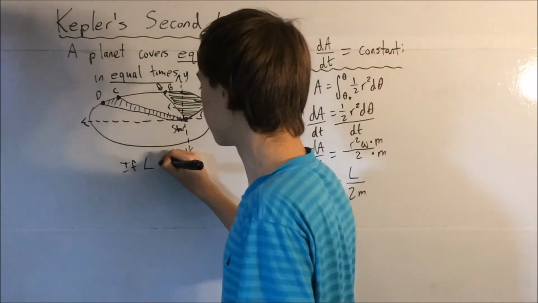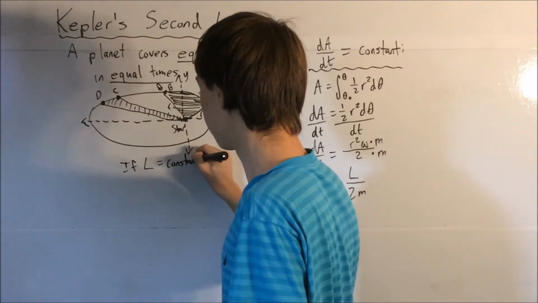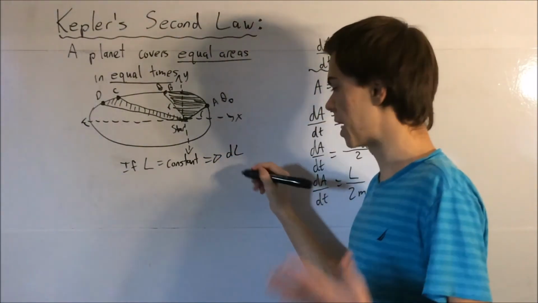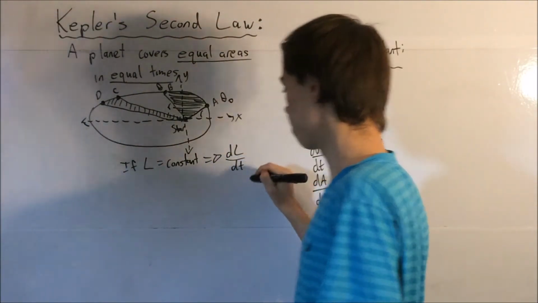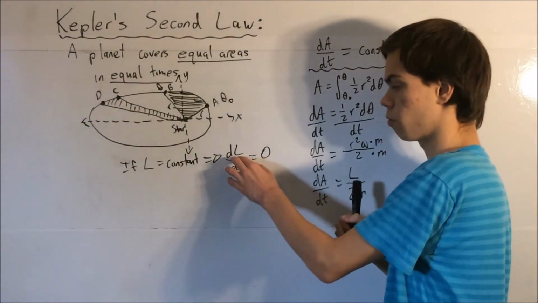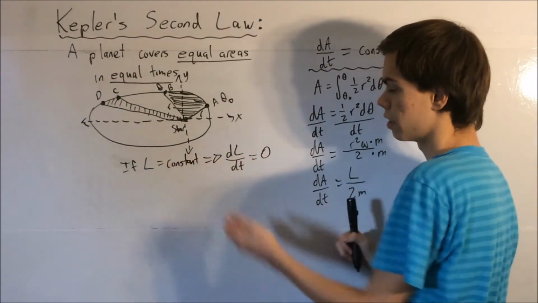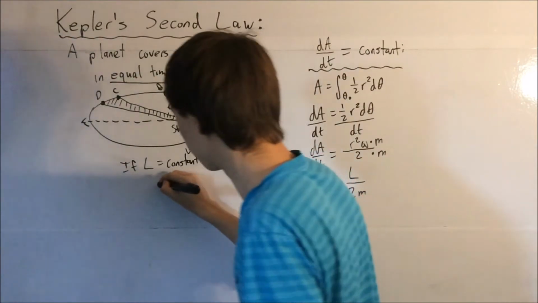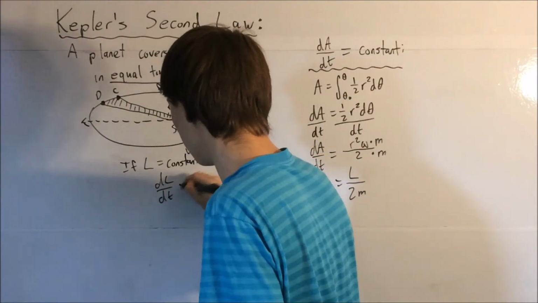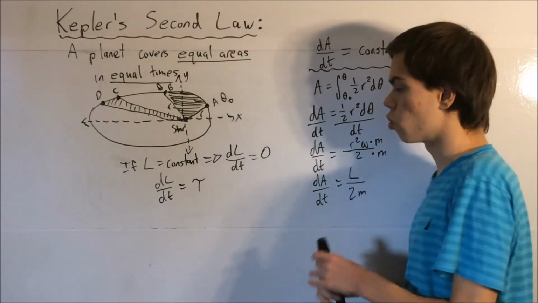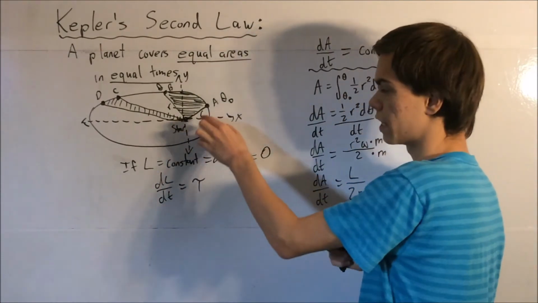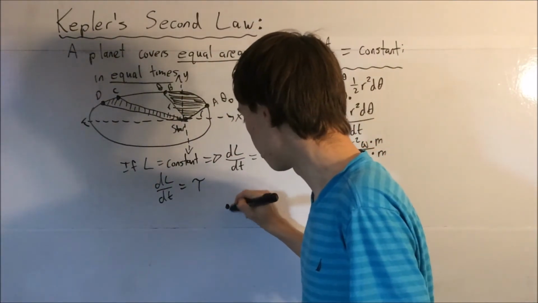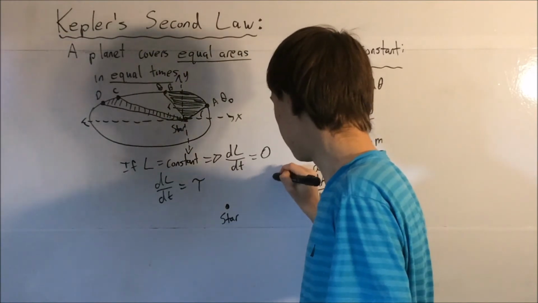So if the angular momentum is a constant value, then the rate at which the angular momentum changes with respect to time has to be equal to 0, because the angular momentum can't change if it's constant. Now, we know that the rate at which angular momentum changes is just equal to the torque acting on the object. So I'm going to figure out what the torque is acting on the planet. I'm just going to quickly redraw the star and the planet right here.